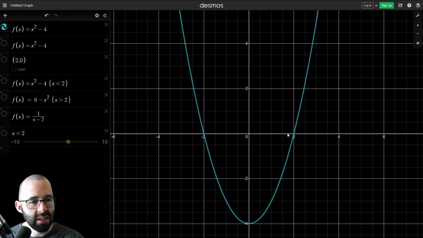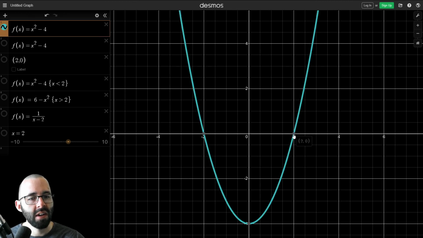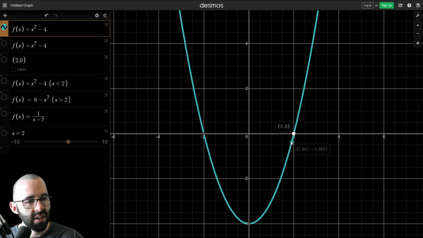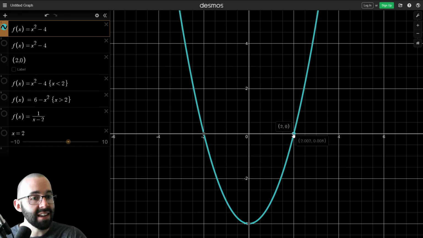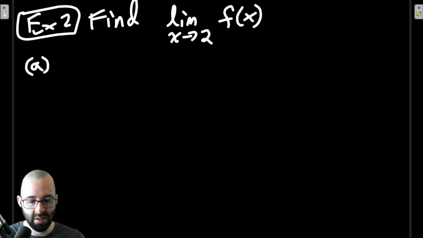But as x gets really, really close to 2, we approach this point, right? Look at the y coordinates: negative 0.5, negative 0.3, negative 0.2. As x gets really, really close to 2, the y value gets really, really close to 0. Okay? So the limit as x approaches 2 of this function is 0. As x gets close to 2, the function value gets close to 0.